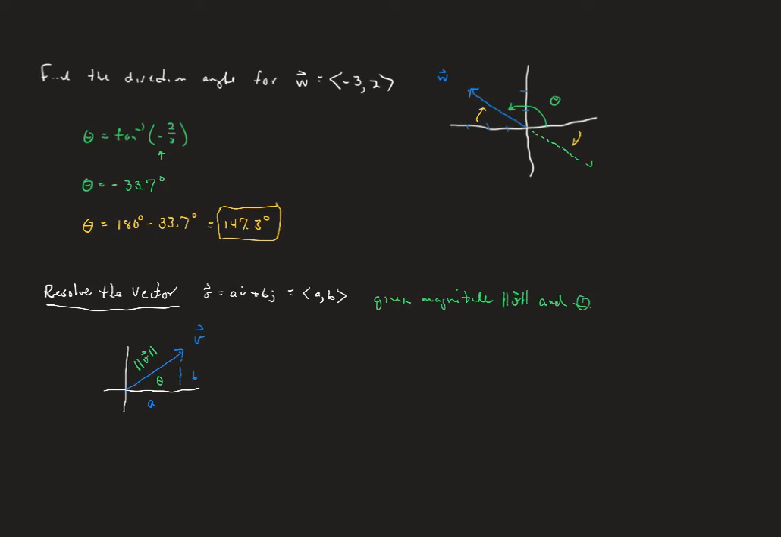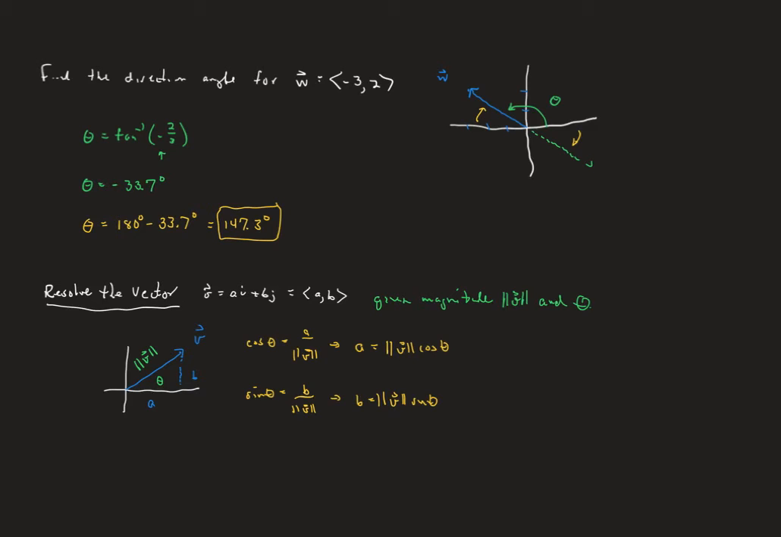So we can see from our trigonometry knowledge that if we're trying to find a, the cosine of theta is going to be a over the hypotenuse, which is the magnitude of that vector. And that tells us then that a is going to be the magnitude of the vector times the cosine of the direction angle. Similarly, sine theta is going to be b over the hypotenuse, the opposite over the hypotenuse, and that's going to tell us that to find b, we get the magnitude of the vector times the sine of theta.